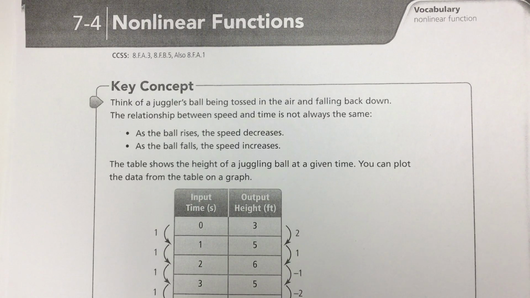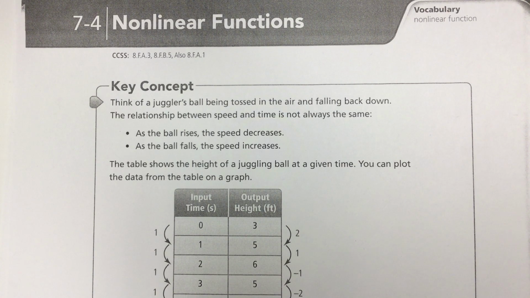Section 7-4, Nonlinear Functions. Think of a juggler's ball being tossed in the air and falling back down. The relationship between speed and time is not always the same. As the ball rises, the speed decreases. As the ball falls, the speed increases.